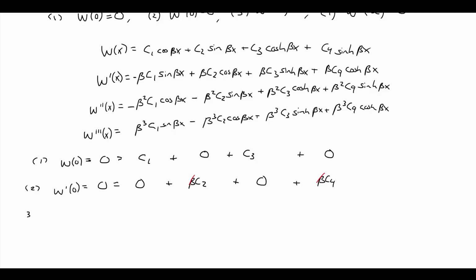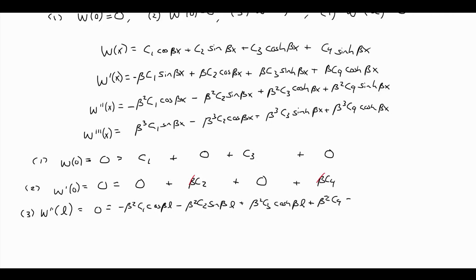My third boundary condition is on the internal bending moment at the free end, so now I have w double prime at L equal to 0. Applying my double prime, I will have a negative beta squared c1 cosine beta L minus beta squared c2 sine beta L plus beta squared c3 cosh beta L. And L is 2, but I'll apply that later. Plus beta squared c4 sinh beta L. I have beta squareds everywhere, so those are going to drop out.